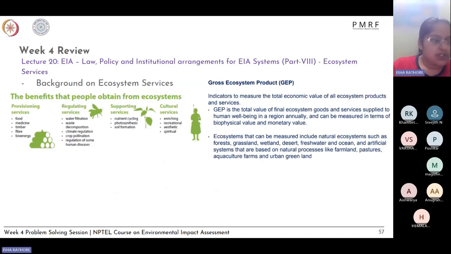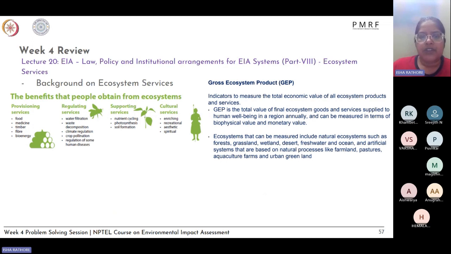Then the last lecture covered this week was lecture 20, which looked at law, policy, and institutional arrangements for systems relating to ecosystem services. Ecosystem services are services or benefits that people obtain out of the ecosystem. We have discussed them previously. There are four kinds of services: provisioning services, regulating services, supporting services, and cultural services. We have talked about them in the previous lectures.